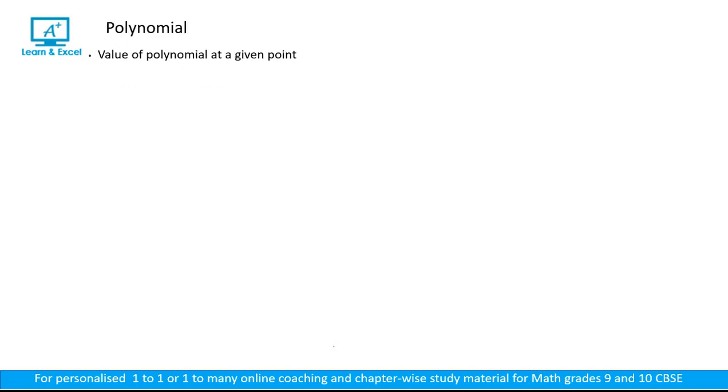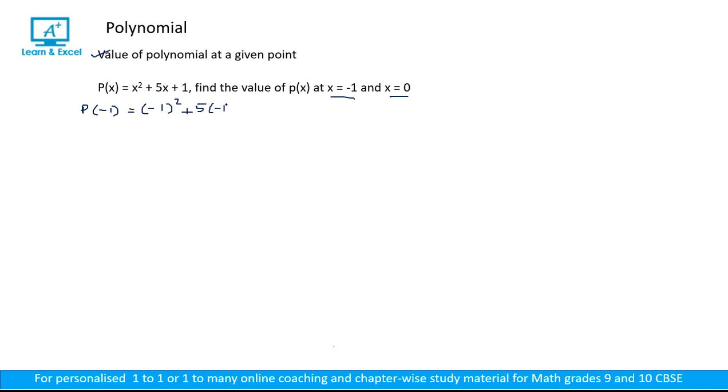Let us understand the concept of value of a polynomial at a given point. Let us take an example for this. P of x equal to x square plus 5x plus 1. Let us find the value of P of x at x equal to minus 1 and at x equal to 0. First, to find the value of the polynomial at x equal to minus 1, we look for x in the given polynomial and substitute it with minus 1. So we have minus 1 the whole square plus 5 into minus 1 plus 1, which is equal to 1 minus 5 plus 1, which is equal to minus 3.